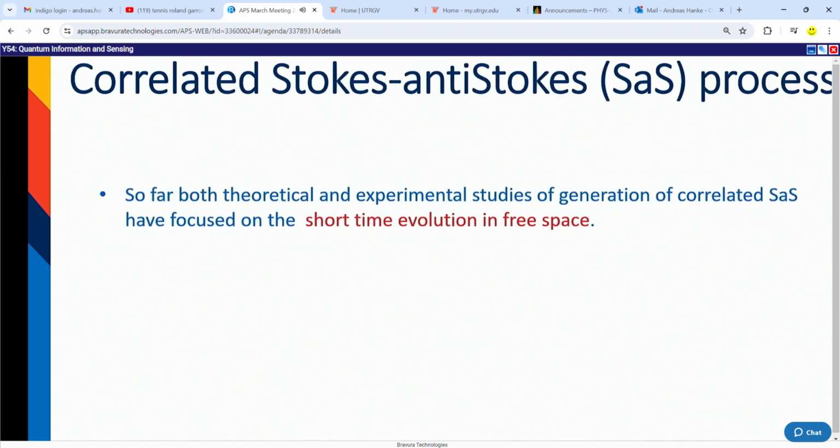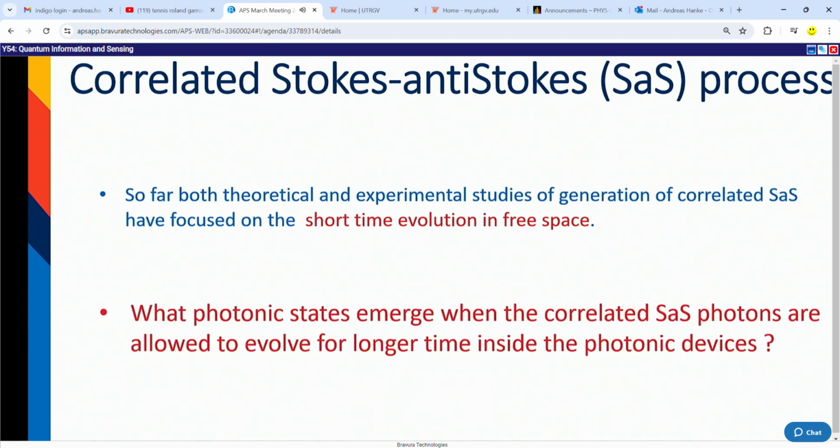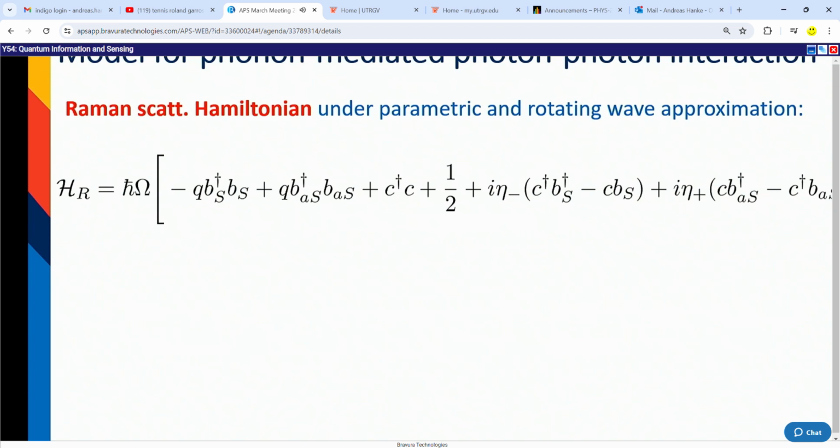So far, the studies on the generation of photonic Cooper pairs have focused on the short evolution time in free space. So we are interested in understanding what photonic states emerge when these correlated photon pairs are allowed to evolve inside the silicon waveguides or photonic devices.